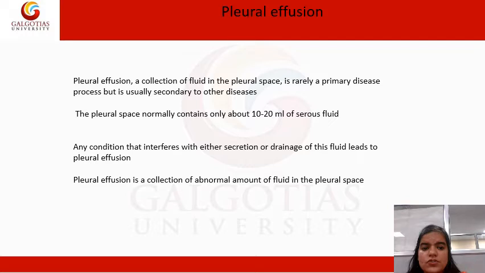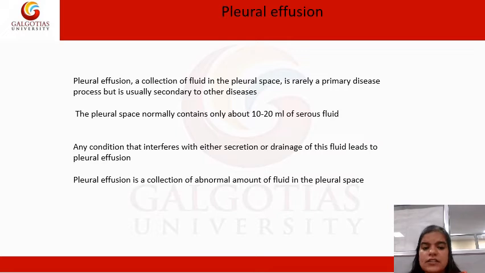Pleural effusion is a collection of fluid in the pleural space. It is rarely a primary disease process, but is usually secondary to other disease. The pleural space normally contains 10 to 20 ml of serous fluid. So when there is a pleural effusion, it means it will be more than 20 ml. The normal is 10 to 20, but when we use the term pleural effusion, it means the volume is exceeding 20.